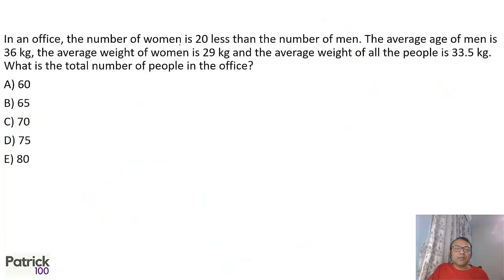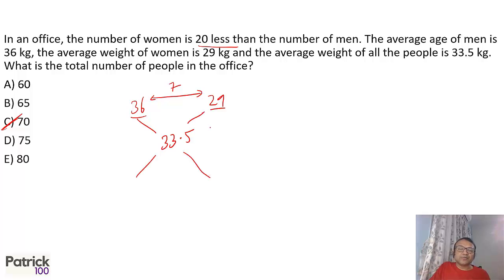Next, in an office, the number of women is 20 less than the number of men. The average weight of men is 36 kgs and of women is 29 kgs, and the overall average weight is 33.5. So one simple way of doing it: the difference between these two is 7. So when you do alligation, the total number of people should be a multiple of 7. The only option is 70. That's one thought process.